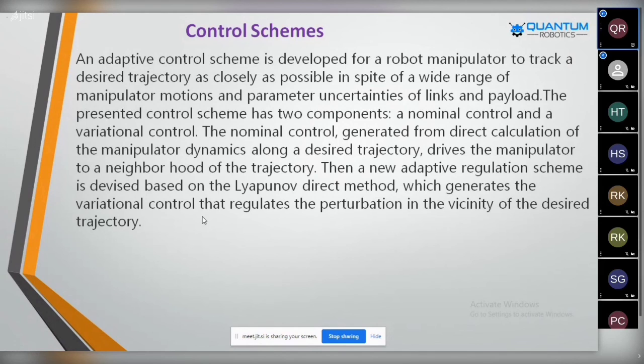Trajectory planning means how far it can go and what the directions of that particular robot can be. The robot has to move in a free and normal way. That is called trajectory planning, which is used in the control schemes.